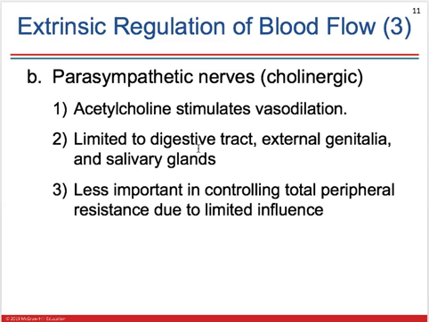So digestive tract, external genitalia, salivary glands, it does cause vasodilation in those structures, but they don't make up a huge part of the body, so they don't have a huge effect on overall total peripheral resistance because it's relatively limited about the parts of the body that are affected by this.